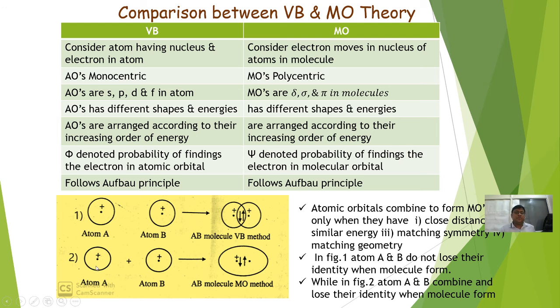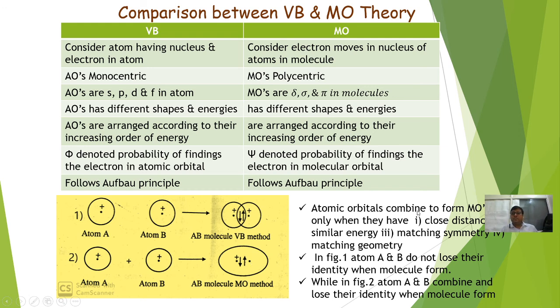Then figure 2 is related to the molecular orbital theory bonding method. Here atom A and atom B combine, meaning their atomic orbitals combine, and here is the formation of the molecular orbital. So atoms A and B lose their identity when the molecule is formed.